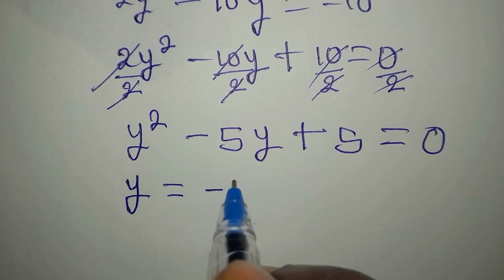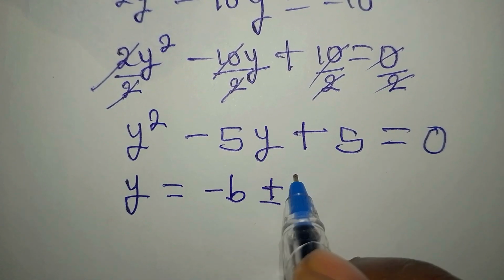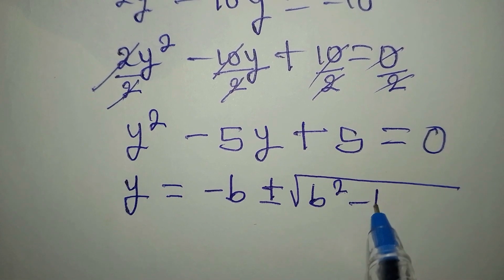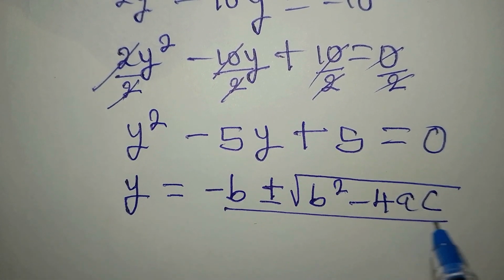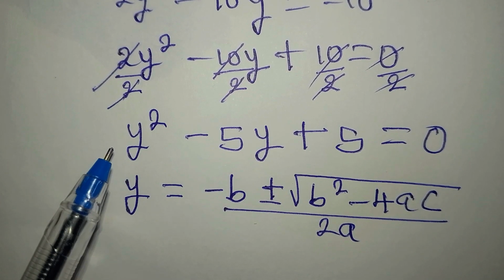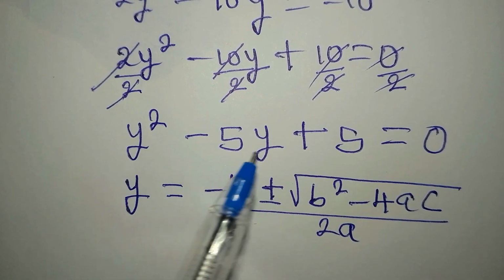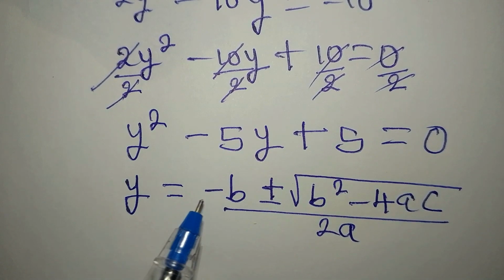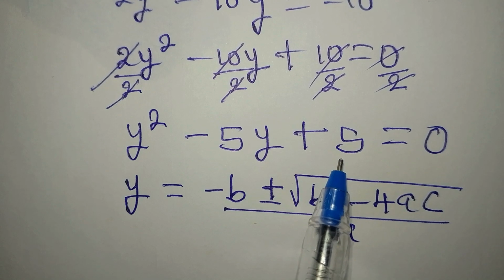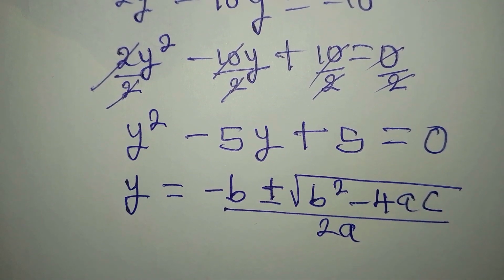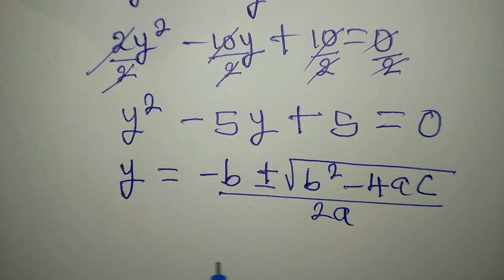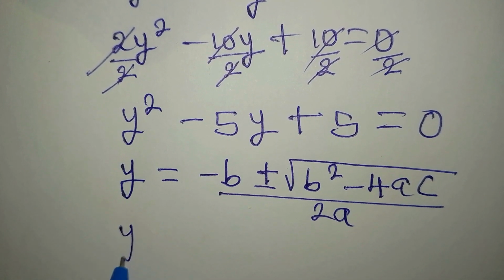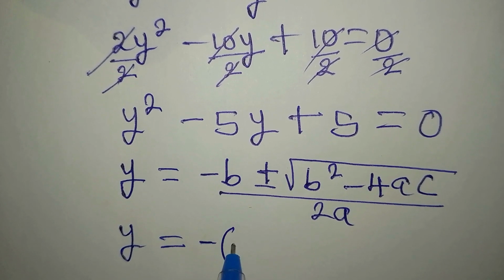y will now be minus b plus or minus the square root of b squared minus 4ac, all over 2 times a. Now, according to this equation, our a is the coefficient of y squared, that is 1. The coefficient of y here is minus 5, so our b is minus 5. And the constant is 5, so our c is 5. Let's put all of this into the formula. So y will now be minus 5.